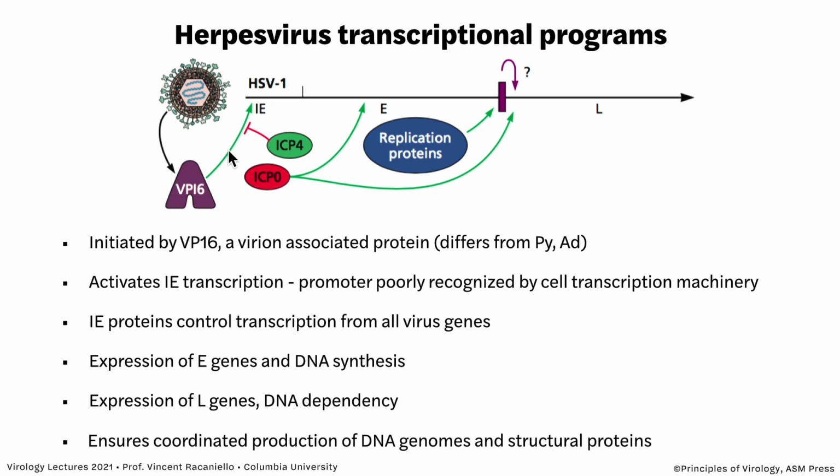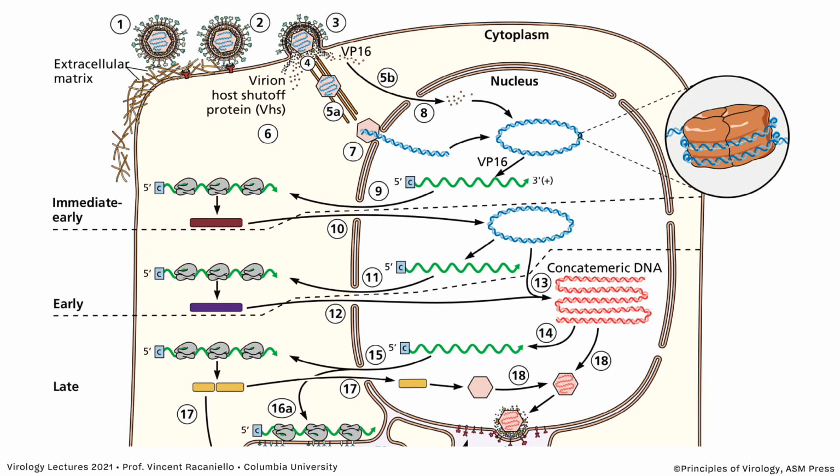Now, the function of having a more complicated scenario where this immediate early promoter doesn't work unless you bring in a virion protein, it's not clear to me why that would be more advantageous compared with the adenovirus, polyomavirus scenario, but it all works. These viruses are all quite successful. It's just another solution to a problem.